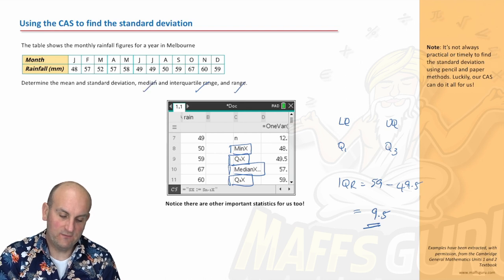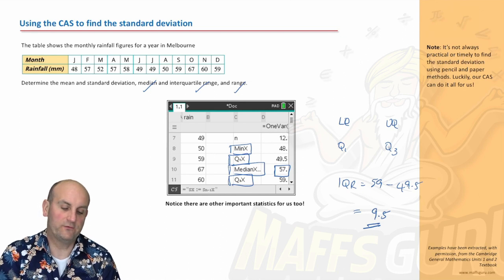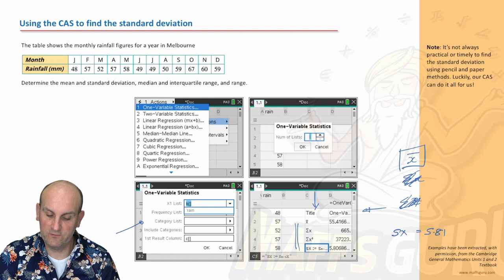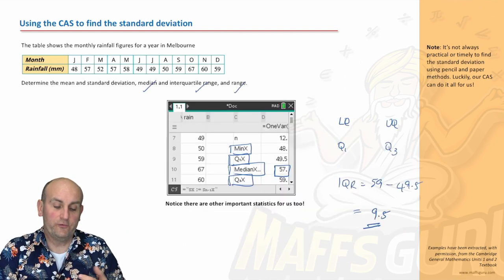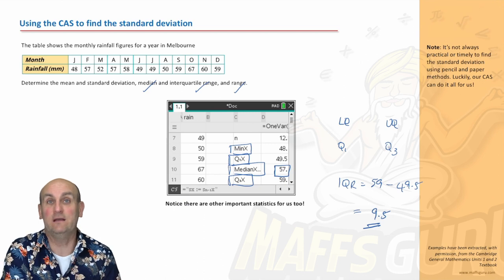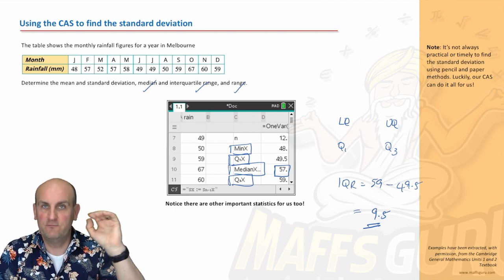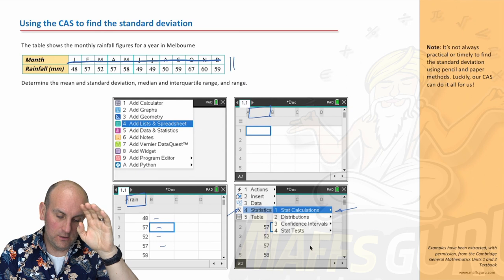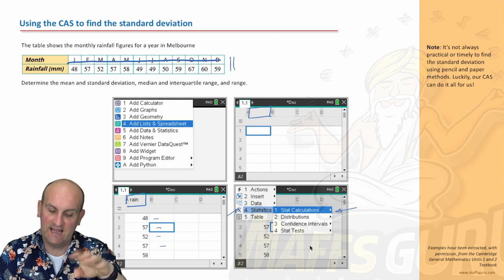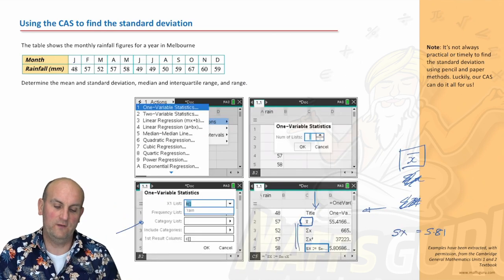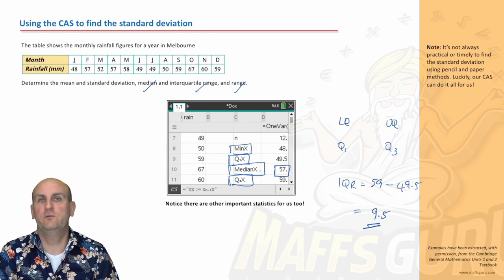The median they've given me, the median here is 57, and the standard deviation we've worked out from a previous screen, and the mean, again, going back to my previous screen, remember the mean is this X bar, and it's there. So this is awesome, just by putting that into my calculator and doing that sort of stat calculations and one variable statistic gave me all the information I needed.